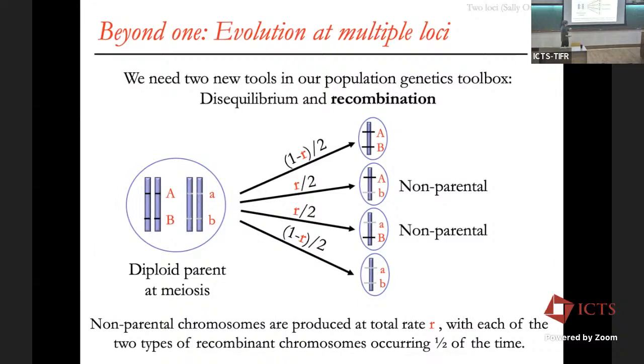So if you're looking at a gamete, you've got to have some type of gamete. The type you have is either parental or non-parental. It's non-parental with probability R, and parental with probability 1 minus R, split into the two halves.